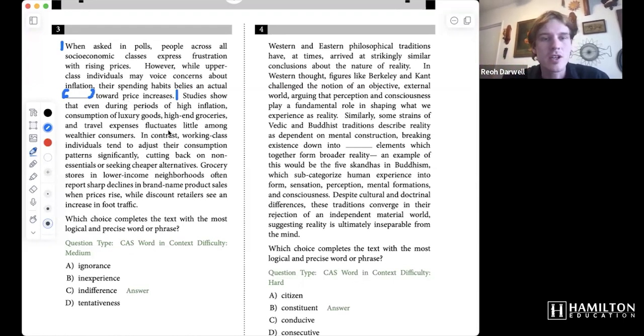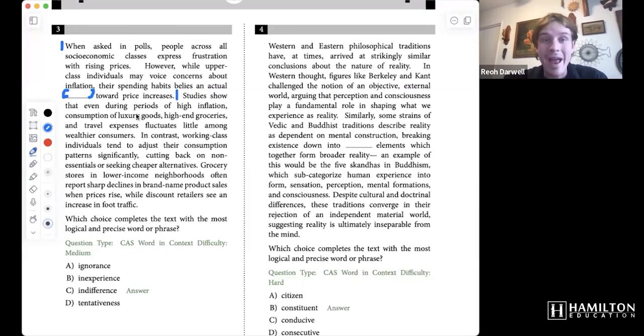Okay, so let's read the study. Studies show that even during periods of high inflation, consumption of luxury goods, okay, high-end groceries, and travel expenses fluctuates little among wealthier consumers, okay? So even as prices go up, spending habits don't actually change at all for rich people. In contrast, working class individuals tend to adjust their consumption patterns significantly. Okay, so when working class people complain about high prices, it's because it actually changes their life. When rich people complain about high prices, it seems, according to this study, that it doesn't change their life. It's not really clear why they express frustration.